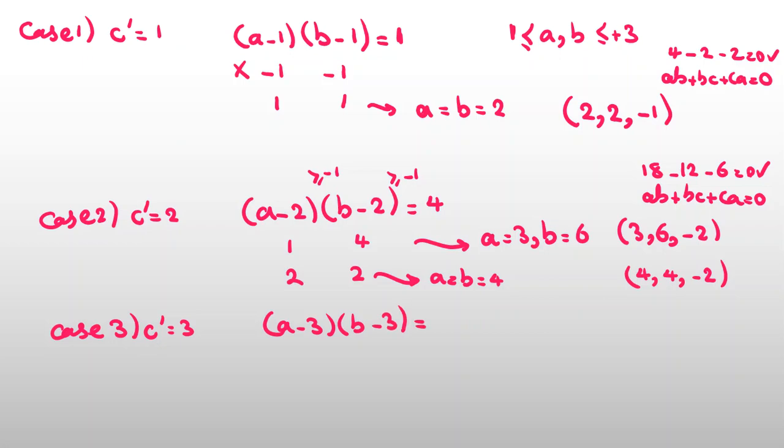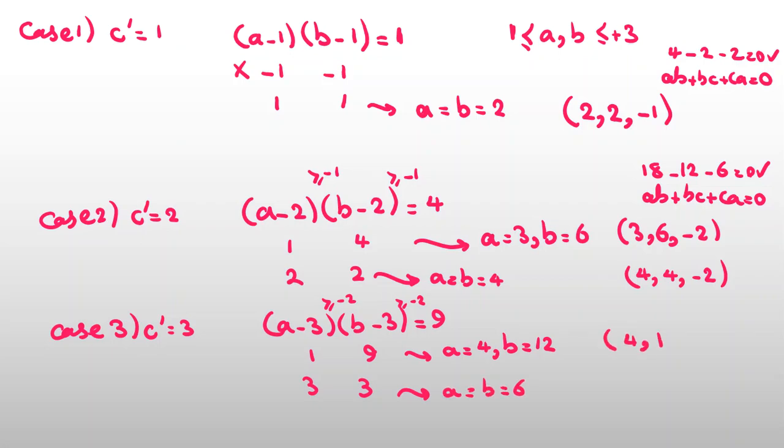Now this last case, 3 squared 9, because A is at least 1, it will be greater than or equal to negative 2, negative 2. So here it will be 1, 9, 3, 3. A will be 4, B will be 12, A equal to B equal to 6. So in this case, it will be 4, 12. C is negative C prime, negative 3. In this case, it will be 6, 6, and negative 3.